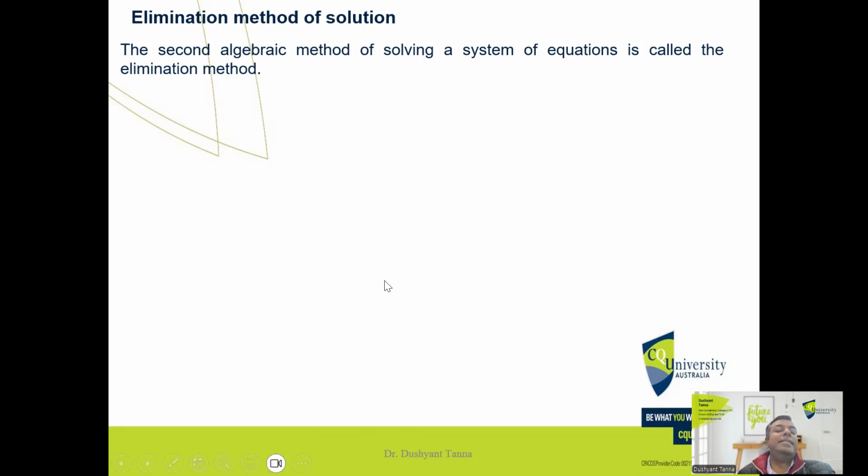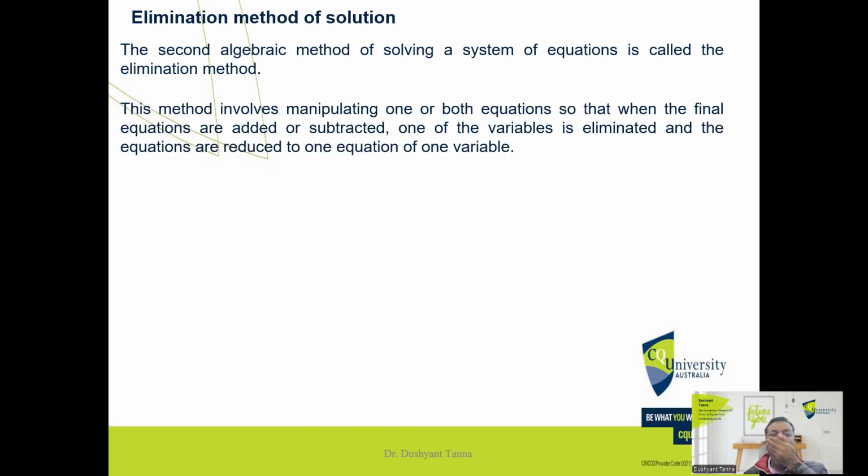Right. So this is the next method, the elimination method. The second algebraic method of solving a system of equations is called the elimination method. We eliminate a variable. We can only eliminate if the coefficients are the same. If they are not, we make them the same by multiplying. If one equation has 2x and another has 7x, then you make both of them 14x. 2 and 7, the common multiple is 14. And then you eliminate.